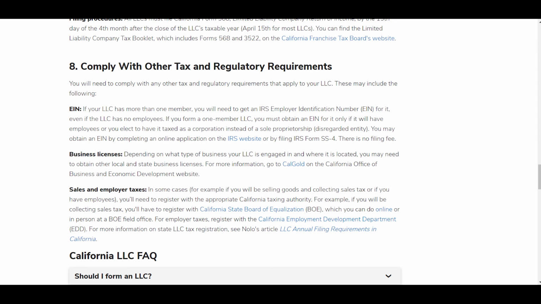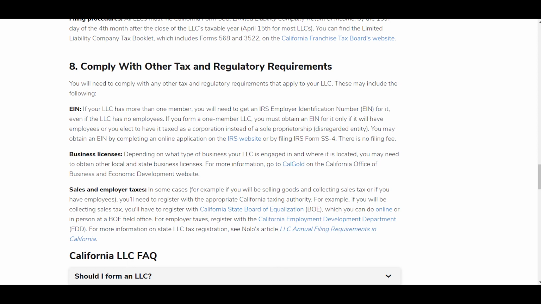These may include the following. An EIN. If your LLC has more than one member, you will need to get an IRS employer identification number for it, even if the LLC has no employees. If you form a one-member LLC, you must obtain an EIN for it only if it will have employees or you elect to have it taxed as a corporation instead of a sole proprietorship. You may obtain an EIN by completing an online application on the IRS website or by filing IRS Form SS-4. There is no filing fee.